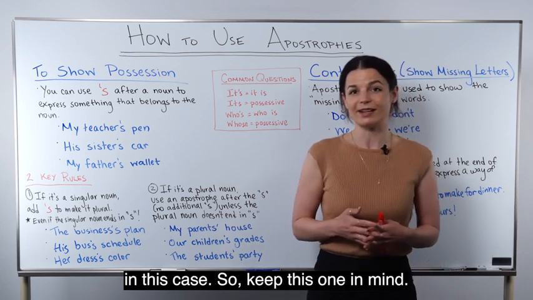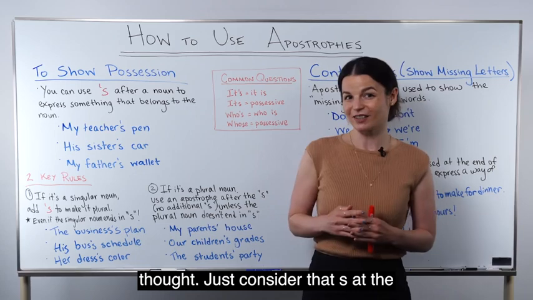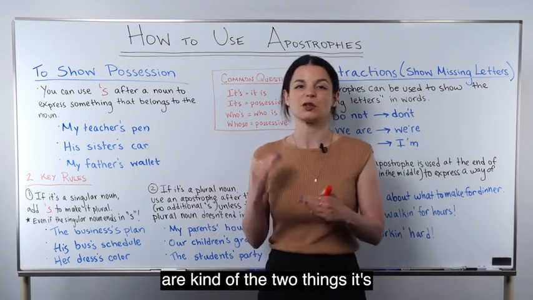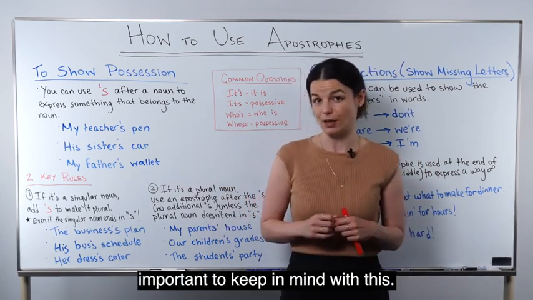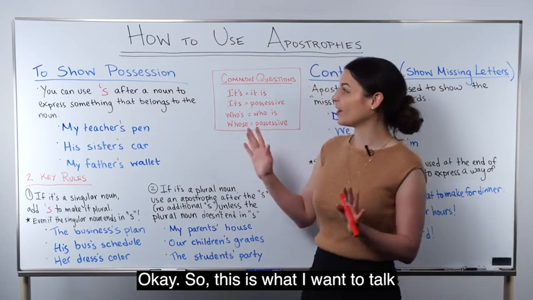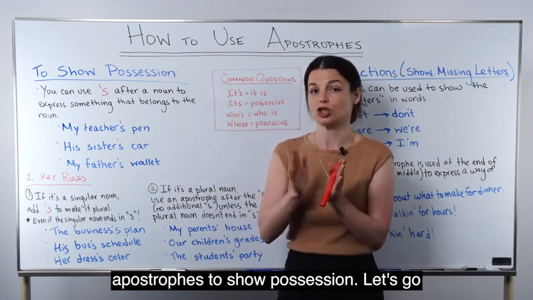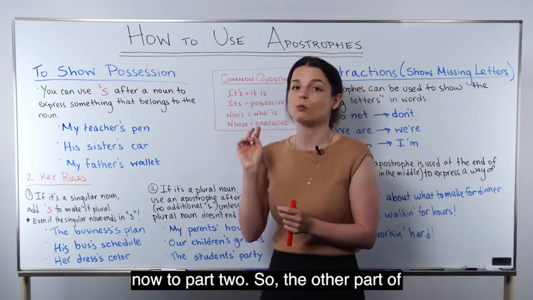So keep this one in mind. This one requires a little bit more thought. Just consider that S at the end. Plural noun or singular noun. Those are kind of the two things it's important to keep in mind with this. Okay, so this is what I want to talk about for showing possession, using apostrophes to show possession. Let's go now to part 2.